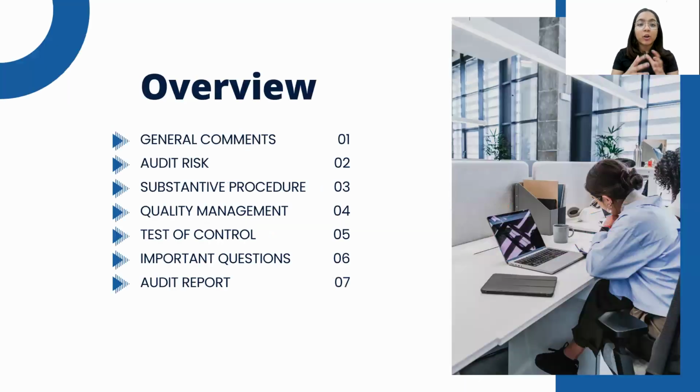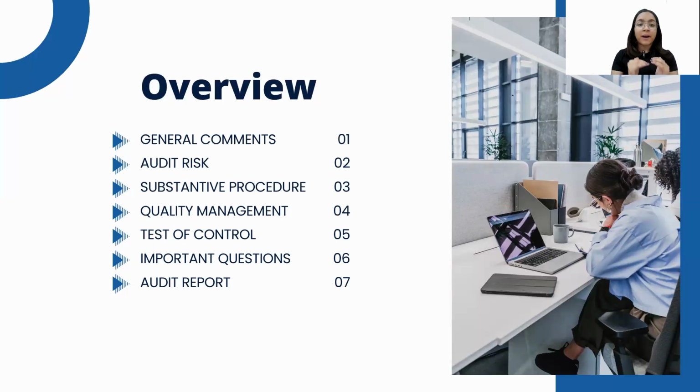Now, what would be the overview? First of all, the examiner report has certain general comments that we will be dealing with. Then coming on to question by question, we will be going through audit risk, substantive procedure, quality management, test of control, important questions, and auditor report. The examiner also suggests certain important questions that you should do in order to practice similar kinds of questions, so I have covered those questions for you as well.